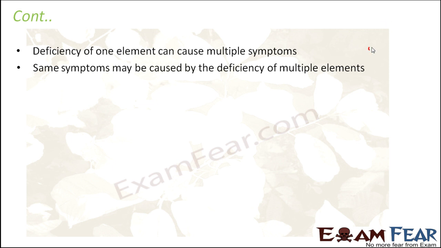So we actually need to analyze the various symptoms which can be seen in a plant and then check if those symptoms are caused by a particular element or a combination of elements. That is very, very important to do. Only then will you get to know which plant is deficient in which mineral, and then you can find out a solution accordingly.